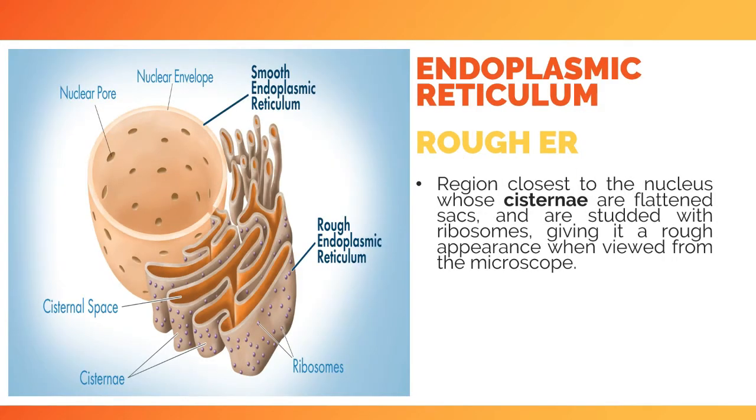We have two kinds of endoplasmic reticulum. We have the rough ER or the rough endoplasmic reticulum. It is the region closest to the nucleus whose cisternae are flattened sacs and are studded with ribosomes, giving it a rough appearance when viewed under the microscope. Also, rough ER is responsible for the transport of proteins using vesicles.